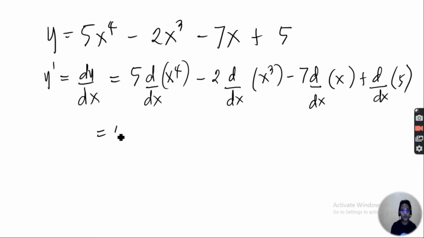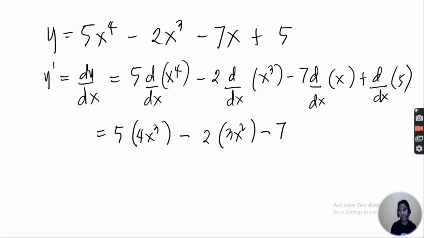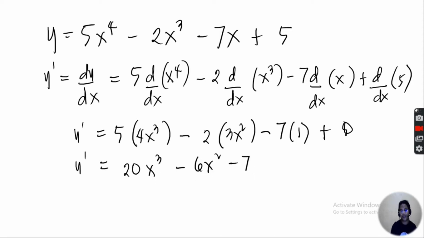So we have 5 derivative of x to the fourth is 4x cubed minus 2 derivative of x cubed is 3x squared minus 7 derivative of x is 1 and derivative of 5 is 0. Or since it is constant, so 0 ang derivative niya. Then we have 20x cubed minus 6x squared minus 7.